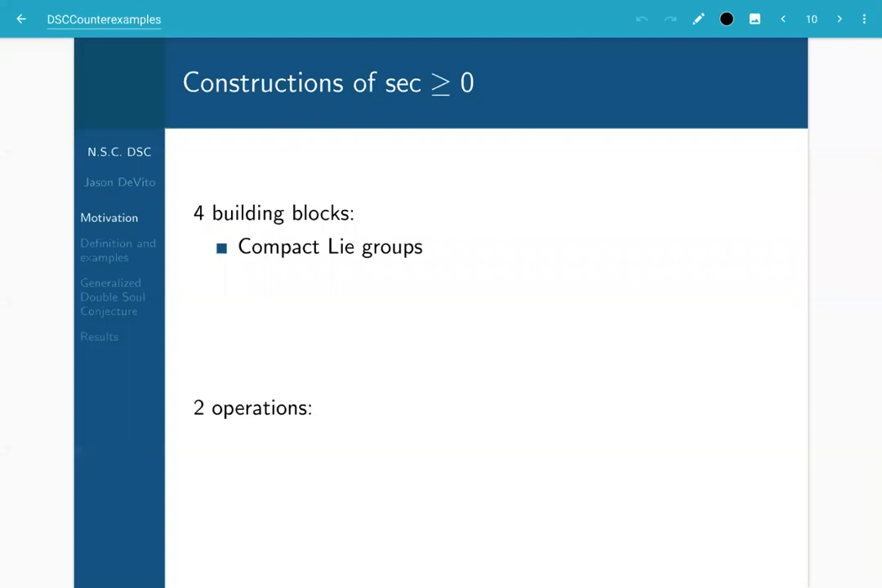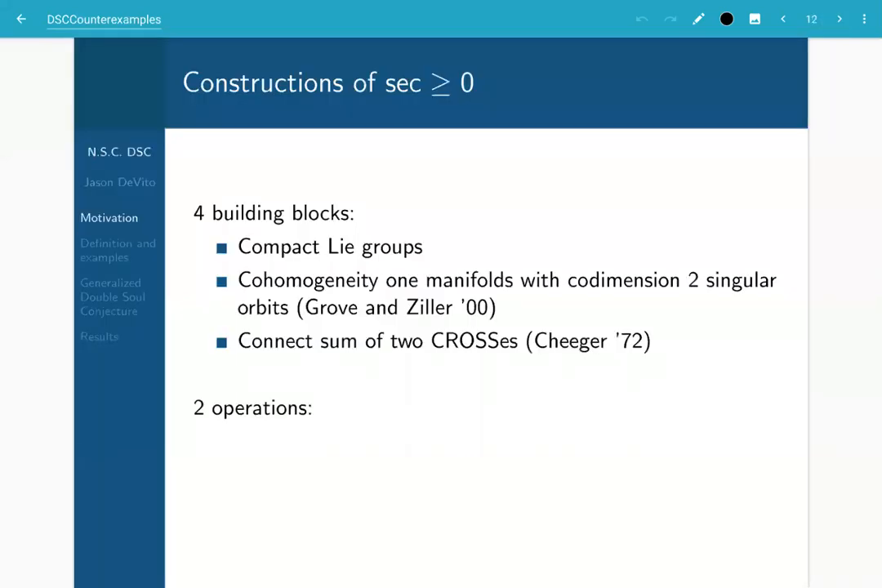So the most famous example, apart from maybe spheres, of manifolds that admit metrics of non-negative sectional curvature is compact Lie groups. Every compact Lie group admits a bi-invariant metric, and you can just compute curvature in that setting. What you find is it's given as a constant times the norm squared of a Lie bracket of left invariant vectors. So it's manifestly non-negative, and this is the prototypical example of a manifold of non-negative sectional curvature.